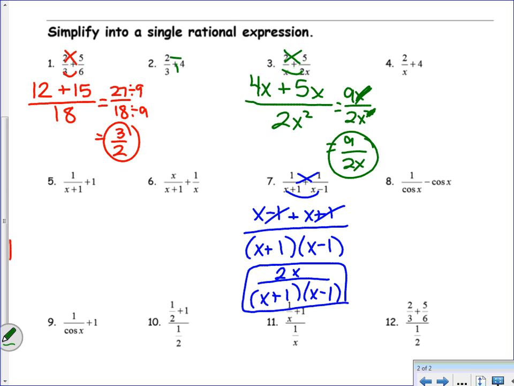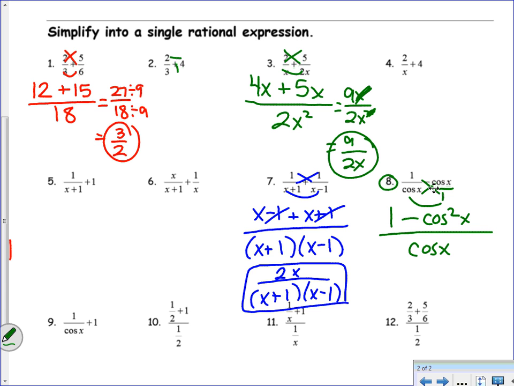Actually, it's going to be the same process for number 8, even though there's a weird trig word. So this is kind of what our next unit's going to look like. So let's put this cosine over 1 and let's cross. So 1 times 1 is 1. Cosine, oh, bring your minus down, don't forget. Cosine times cosine is cosine squared x. All of that is going to be over, multiply those two together, cosine x.